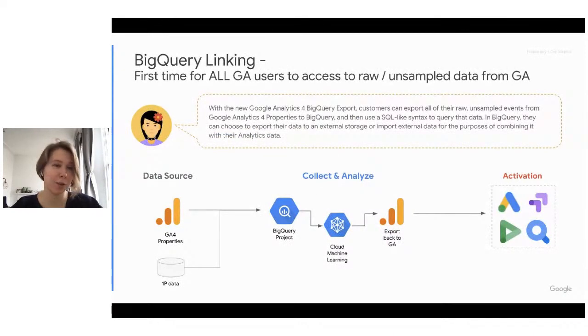BigQuery linking is also there, and probably a big difference between GA360 and GA4 is that for the first time, BigQuery linking is available for all GA4 users to access raw and unsampled data. So it's not a 360 feature anymore. There will be some differences between the enterprise version and the free version, but overall BigQuery linking is available for you there. You will also have different ways of seeing data. Similar to GA360, you will be able to see daily tables and streaming tables, or real-time tables.